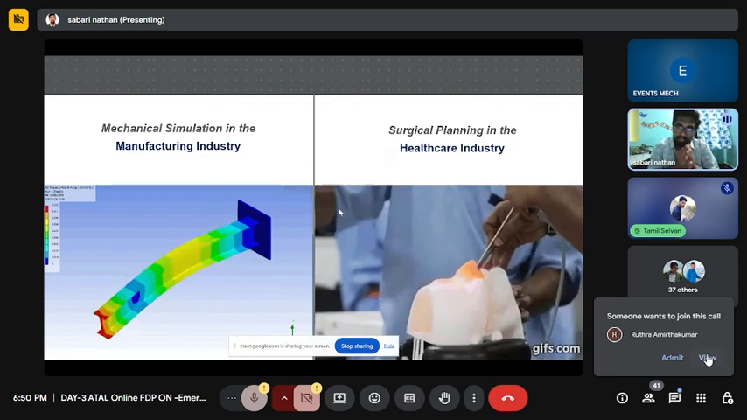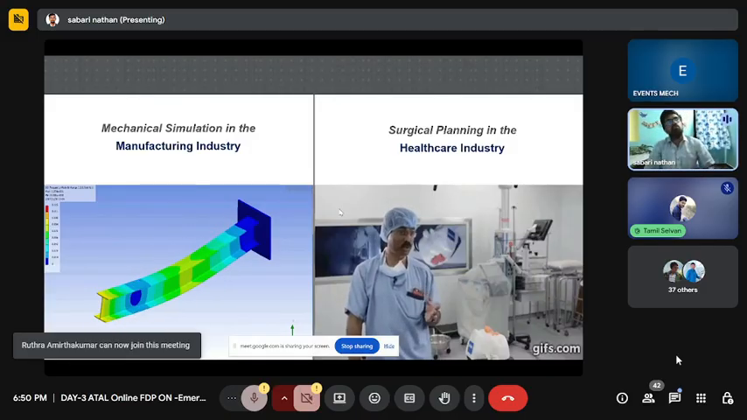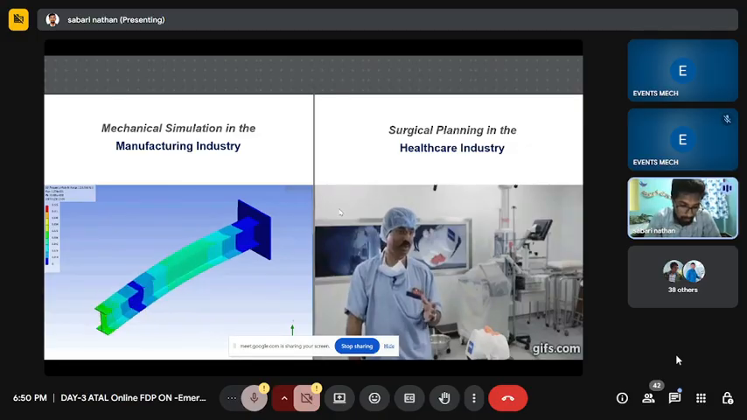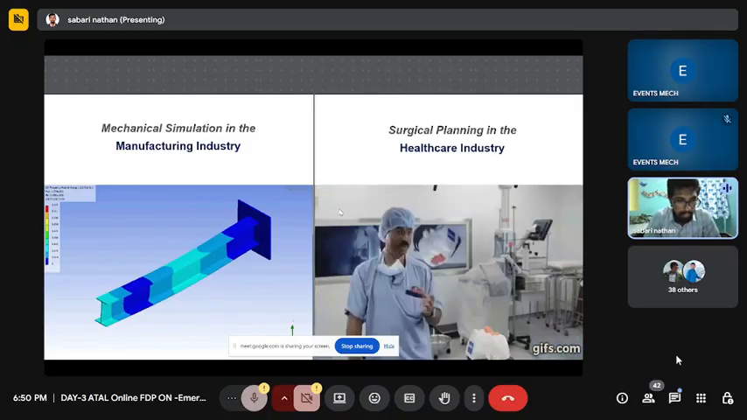Why am I telling you these things now? Recently, not recently, 1 year before, we did one case study related to a patient who came with a liver, not kidney, tumor.